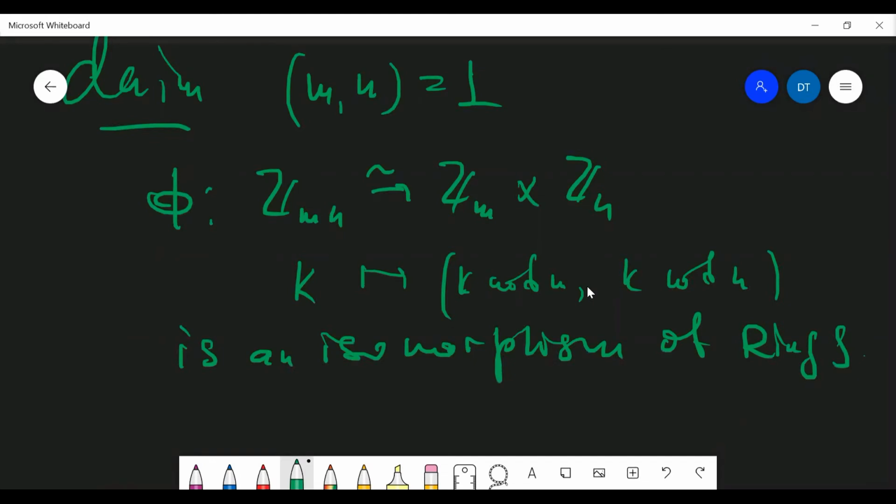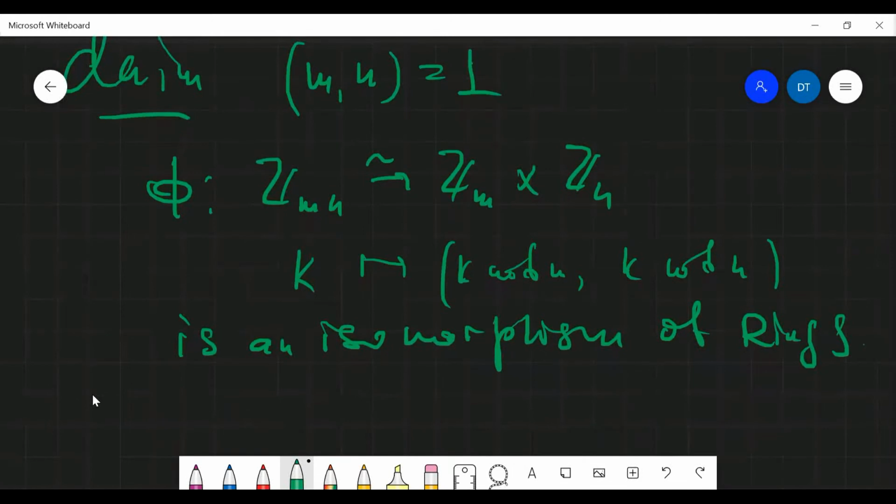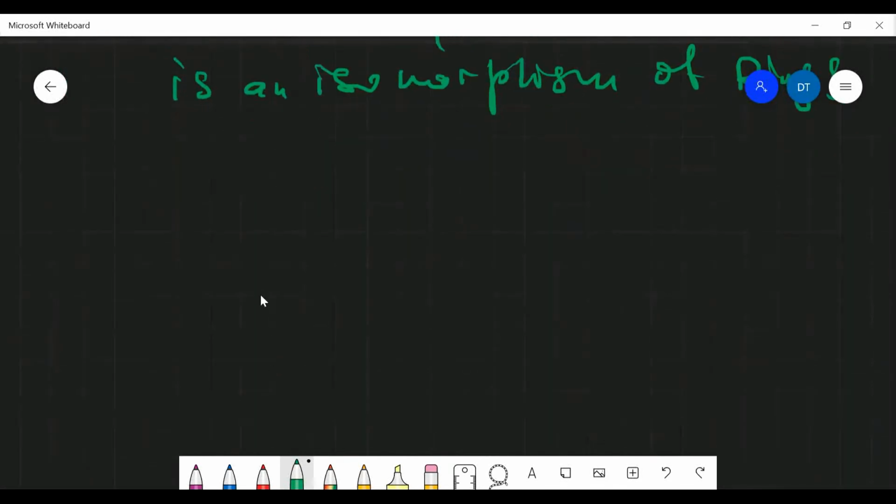So we have already proven all of this, but I just want to summarize and reformulate what we know in terms of rings. So this is the full version of the Chinese remainder theorem. This is an isomorphism of rings and not just an isomorphism of groups. Okay, and now I want to give you several definitions.